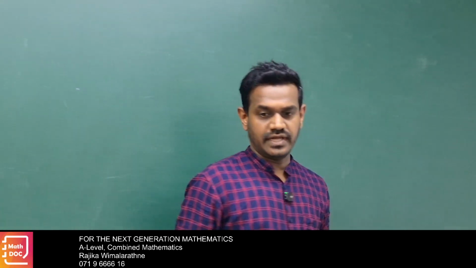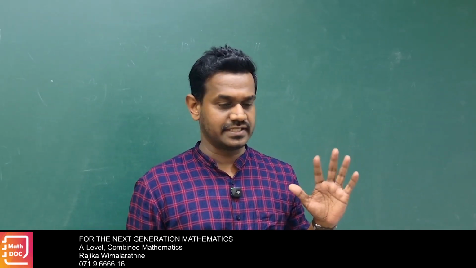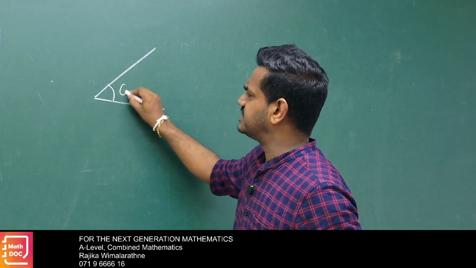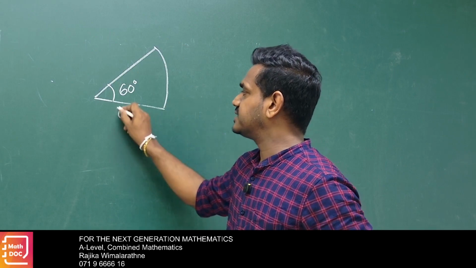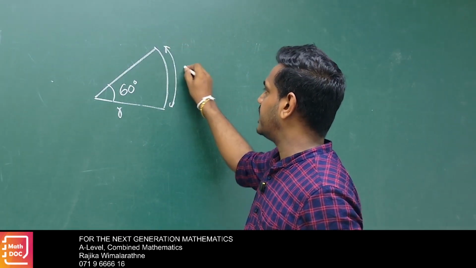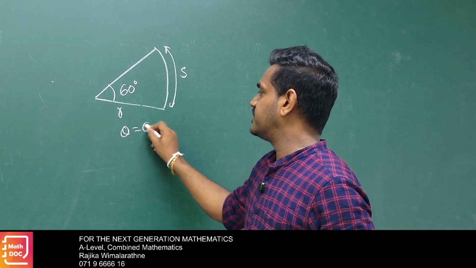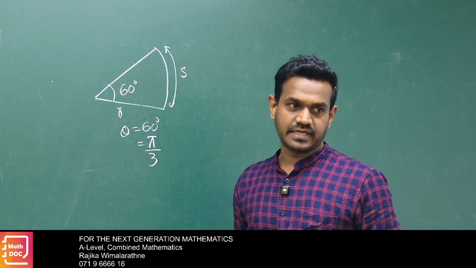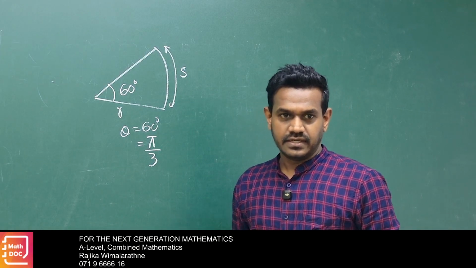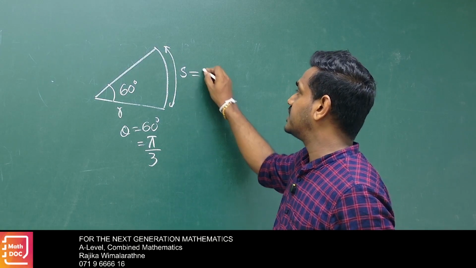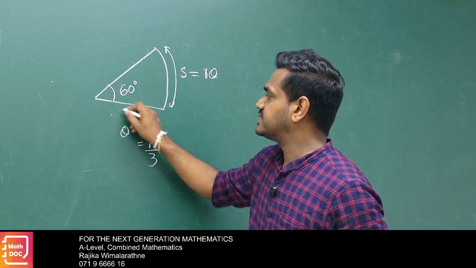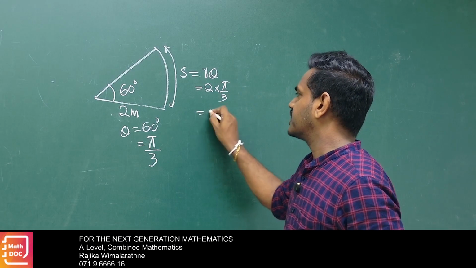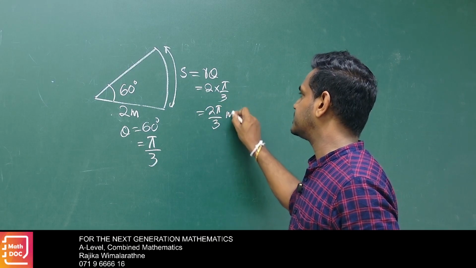Okay, now let's do 2-3 questions with that relation. You do with me. Here consider this angle 60 degrees. Here this radius r. If you need to find arc length s, then theta is 60 degrees, in radians pi divided by 3. You have to convert that into radians. Then s equals r theta. Let's take this radius 2 meters. Then 2 times pi divided by 3, so 2 pi divided by 3 meters.